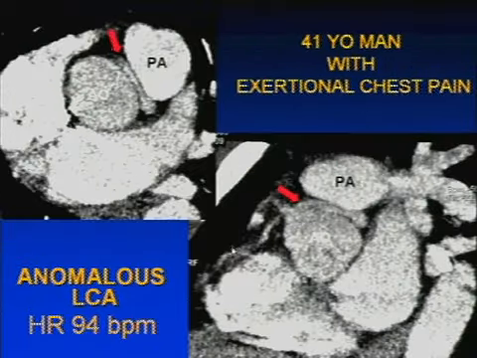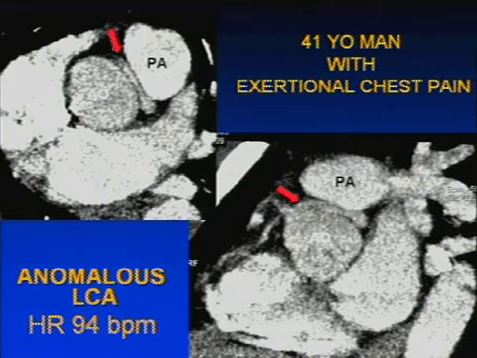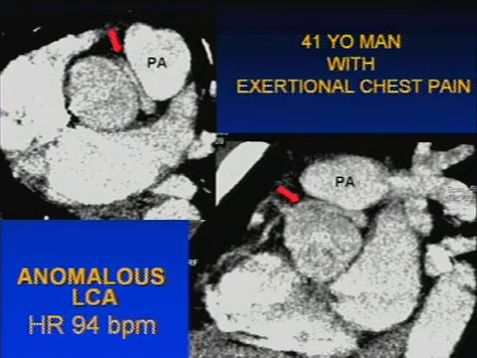Now, heart rate, as I said, is a relative contraindication, and this is a patient who had come in with a very high heart rate, but we couldn't beta block him because he had a very low cardiac output. So we actually scanned him with a heart rate of 94 beats per minute.